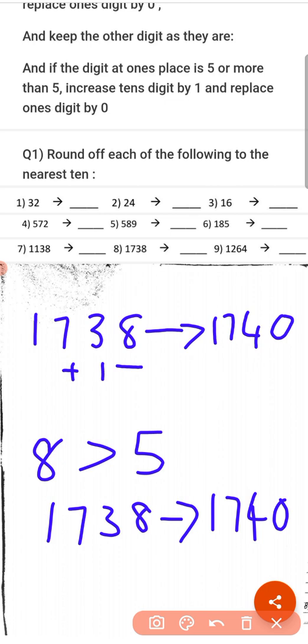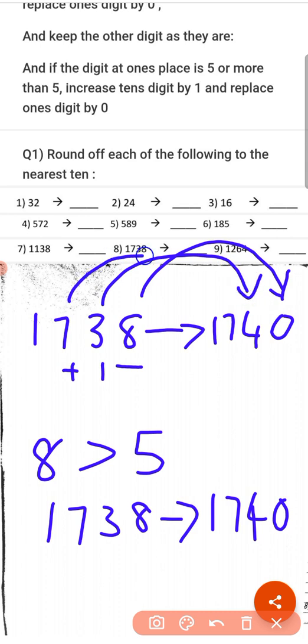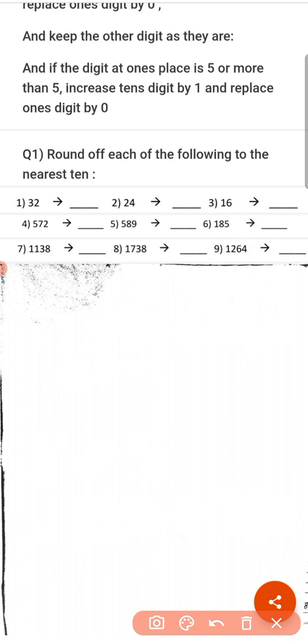So here first check digit at ones place, which is 8. That means which is more than 5. So replace that digit by 0. Then the next step is add 1 to the digit at the tens place. 3 plus 1 is 4. And write the remaining digit, that is digit at the hundreds place and thousands place. Don't change the digit at the hundreds place and thousands place. Clear?